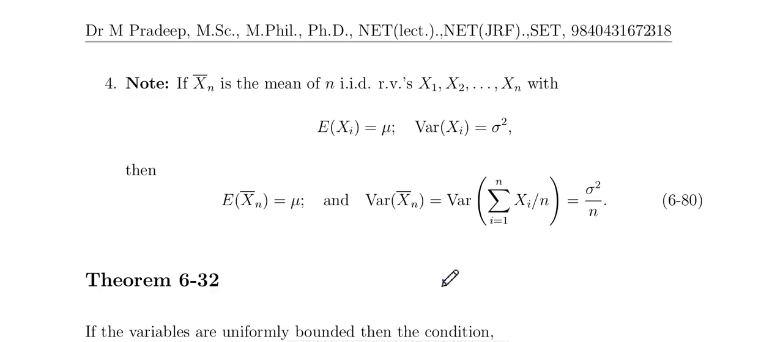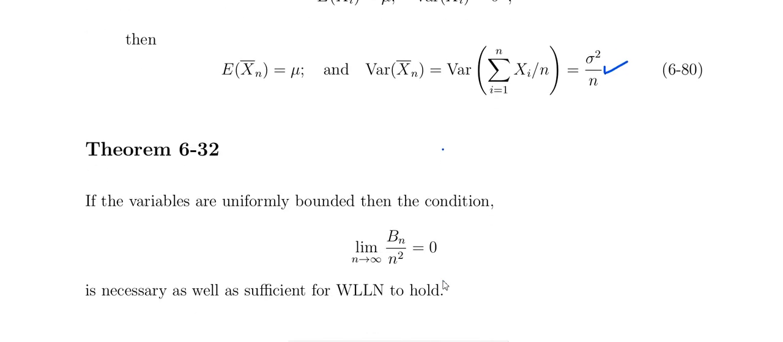x bar is the mean of n independent identically distributed random variables. That is, E of xi equal to mu, variance of xi equal to sigma square. These are identical random variables. So E of x bar is mu, and variance of x bar is variance of xi by n, that is sigma square by n. So these are notable points.